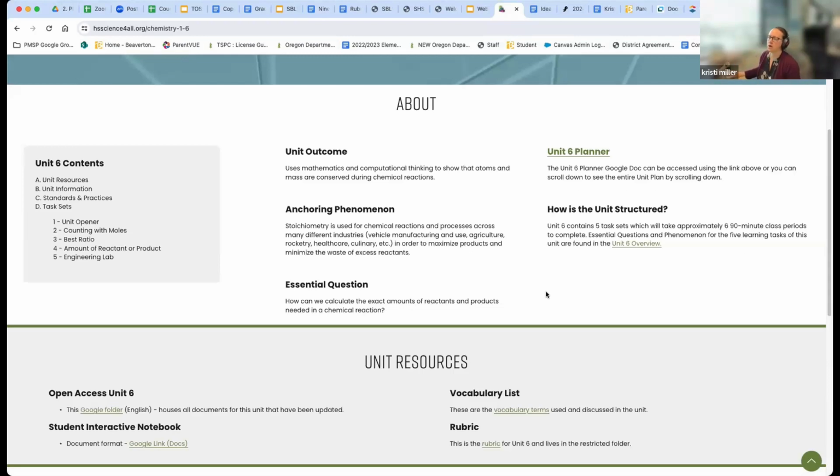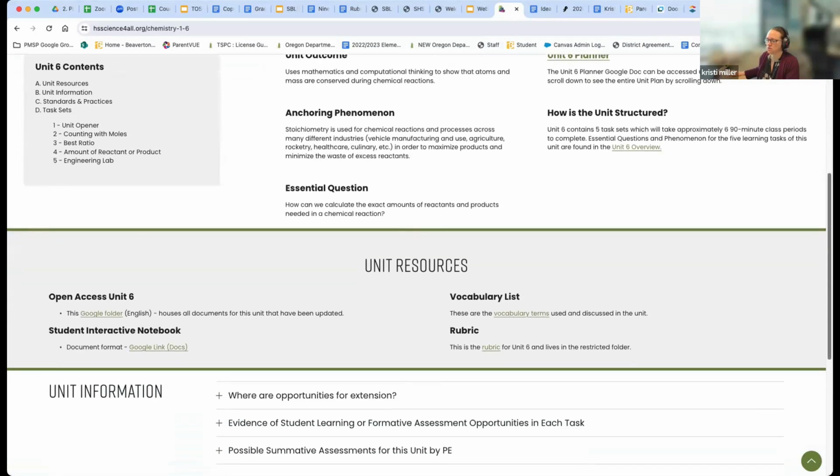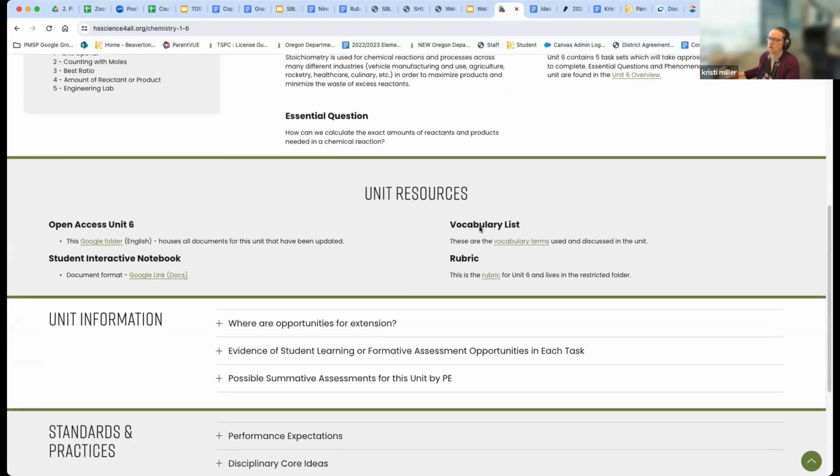So we have the outcome, the phenomena, the essential question, how it's structured. So here's the overview that we have, and we have an overview for each of our units, and it just kind of gives the big picture and the general flow between the task sets. And then, of course, this is the actual planner itself, which you're all very familiar with. And then the resources are now down a little ways. These resources are also on the unit planner, but instead of having to go into the unit planner to get to the rubric, for example, you can get to it straight from the web page.